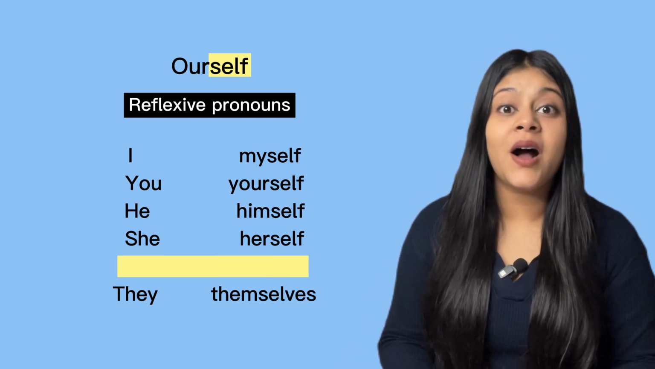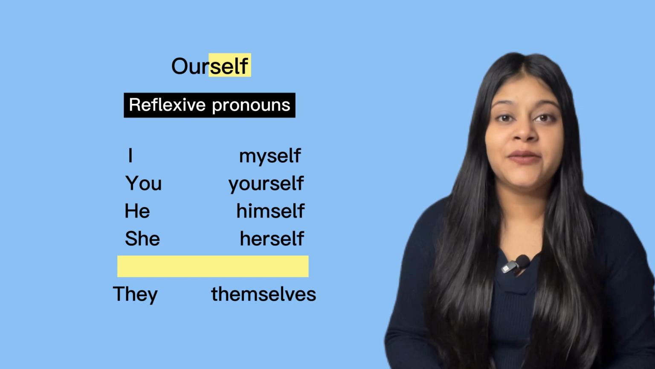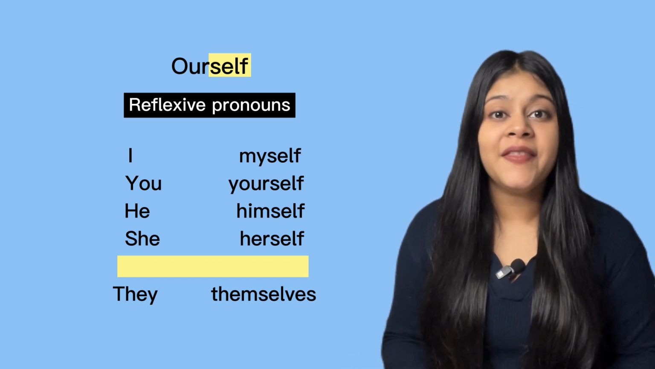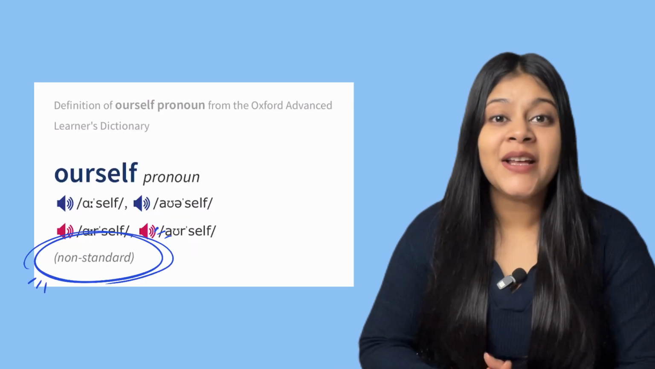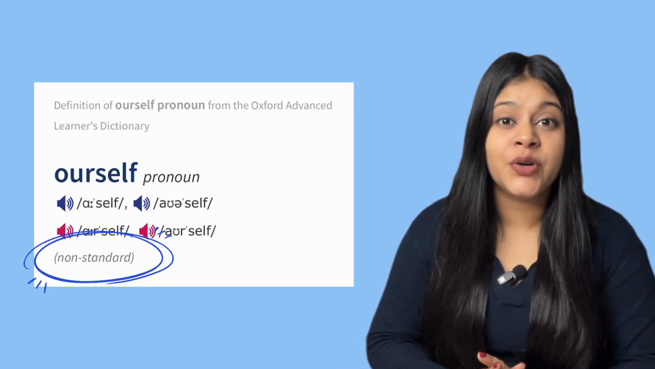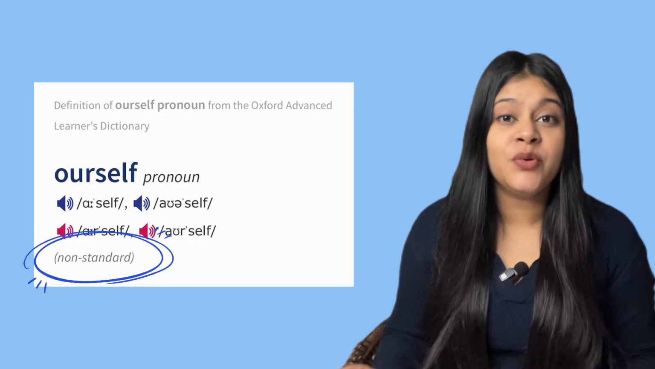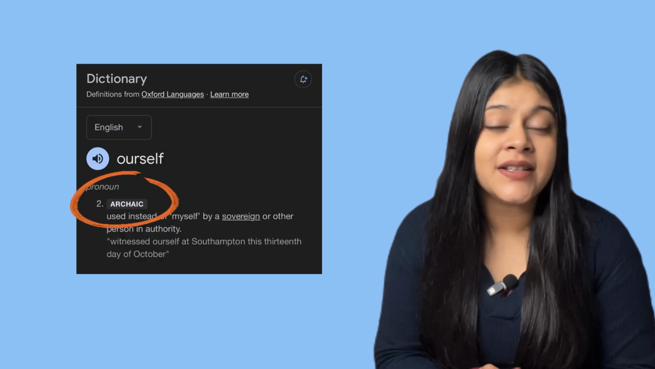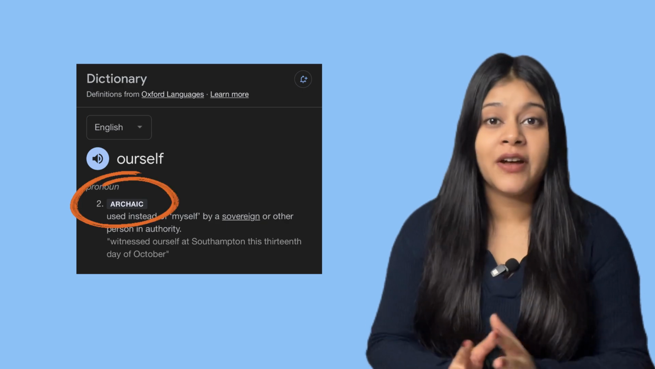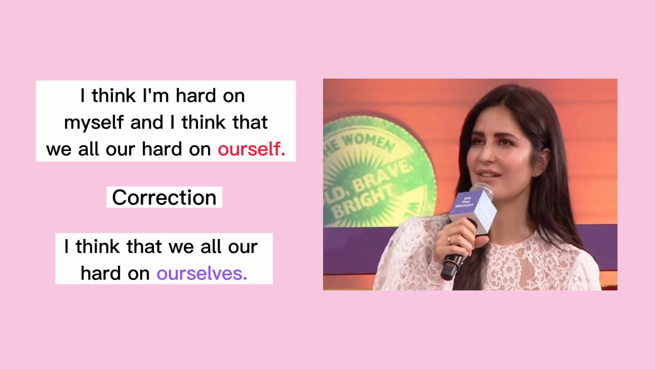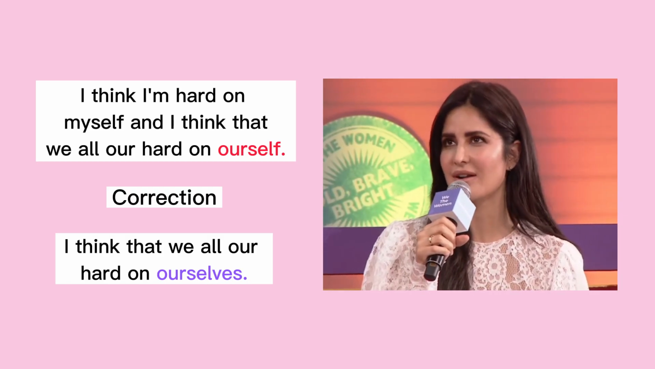We turns into ourselves and not ourself, because we is plural and that is why ourself will also be plural, ourselves. Ourself is not a standard English word. It is not recognized by most dictionaries, whereas otherwise it is mentioned at some places as being archaic and old-fashioned. I think I'm hard on myself. And I think that's we all are hard on ourselves.